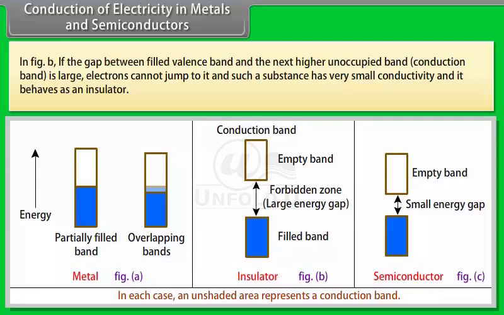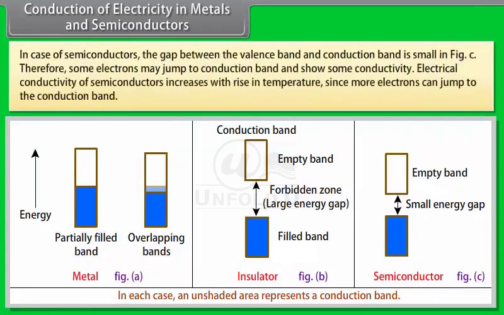In figure B, if the gap between the filled valence band and the next higher unoccupied band, the conduction band, is large, electrons cannot jump to it and such a substance has very small conductivity and behaves as an insulator. In the case of semiconductors, the gap between the valence band and conduction band is small, as in figure C. Therefore, some electrons may jump to the conduction band and show some conductivity. Electrical conductivity of semiconductors increases with a rise in temperature since more electrons can jump to the conduction band.